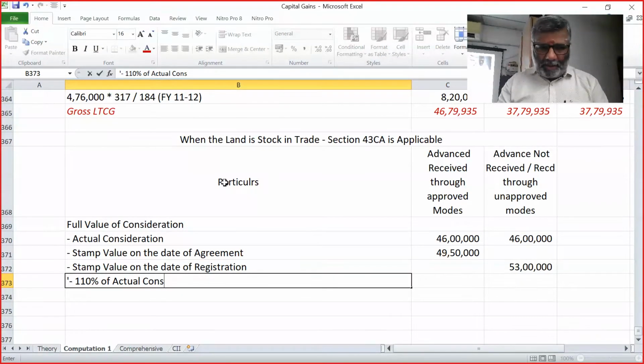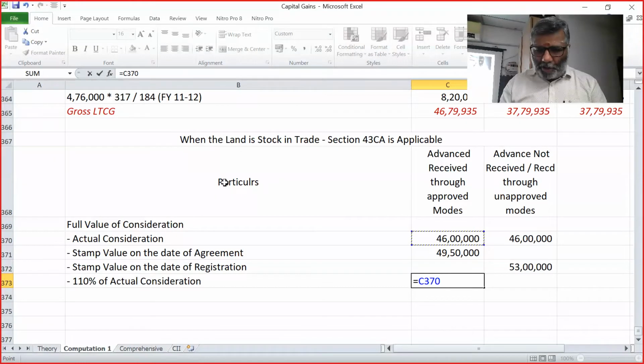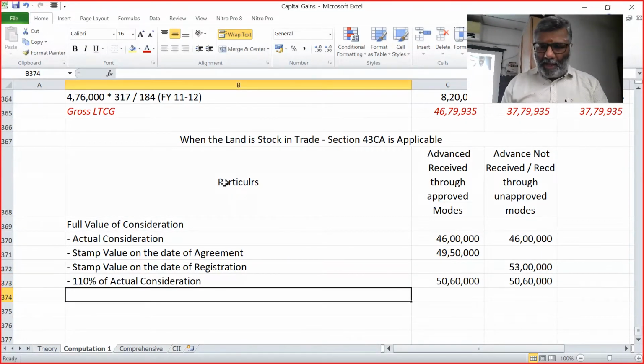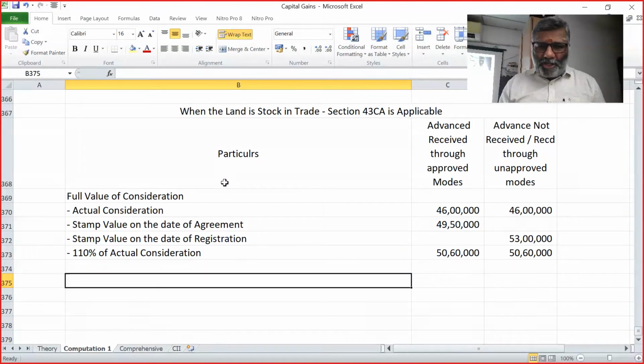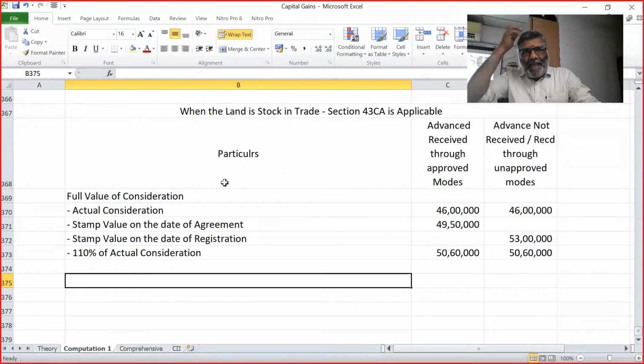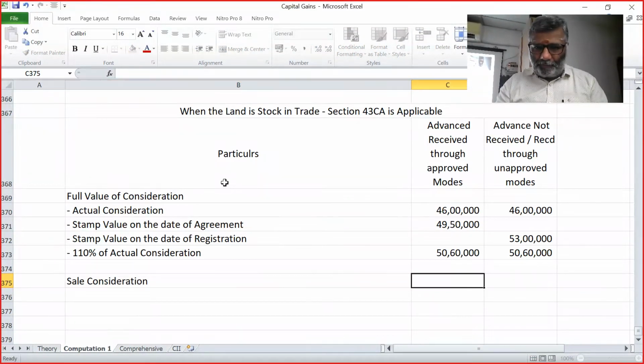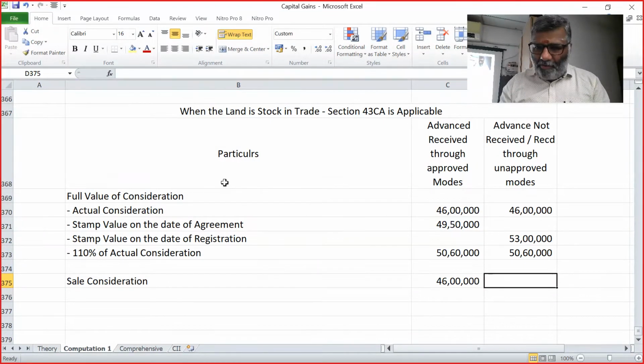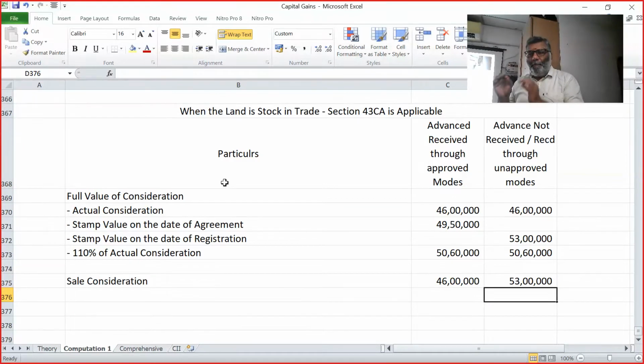110% of actual consideration, okay, is 50 lakh 60,000. So, if advance is received through approved modes, I will take the sale consideration as 46 lakhs. If advance is received through unapproved modes, I will take the sale consideration as 53 lakhs because in case A, it is not exceeding 110%, whereas in case B, it is exceeding 110%. So sale consideration here will be 46 lakhs, whereas here it will be 53 lakhs. The difference is because it exceeds 110% in the other case, while here it does not exceed.